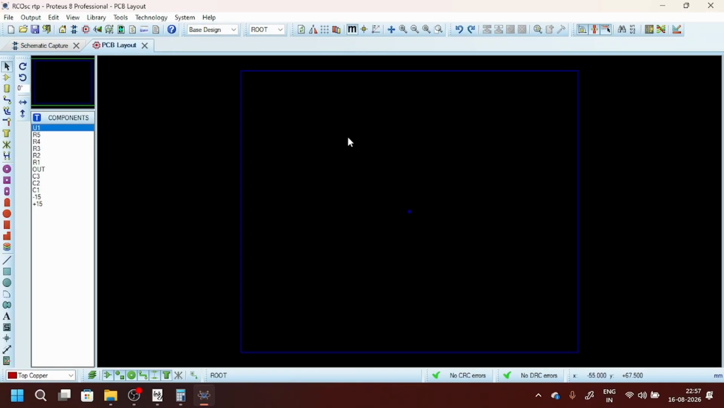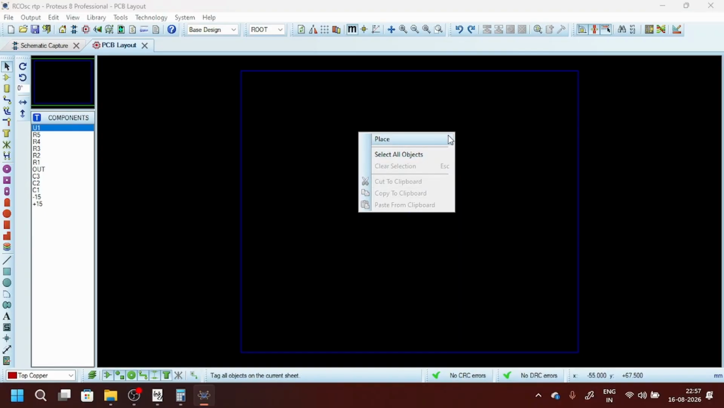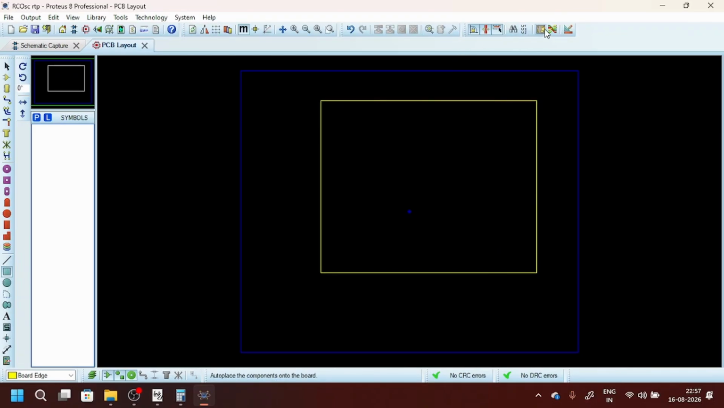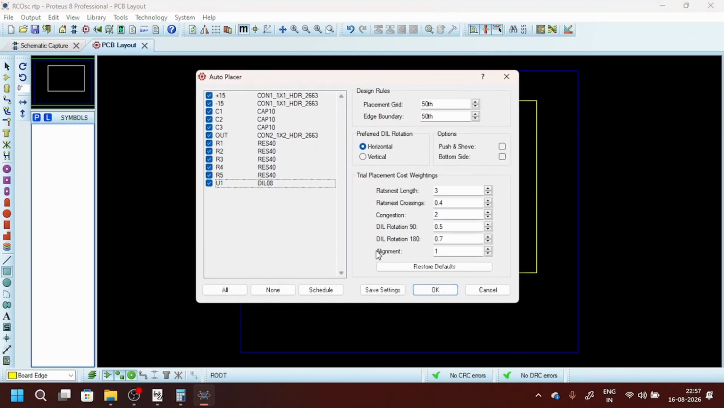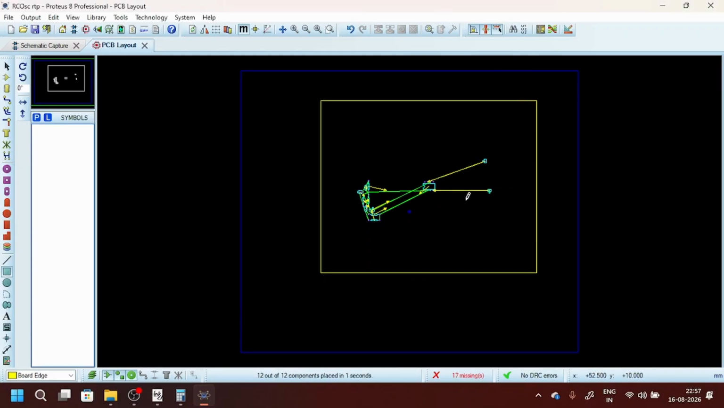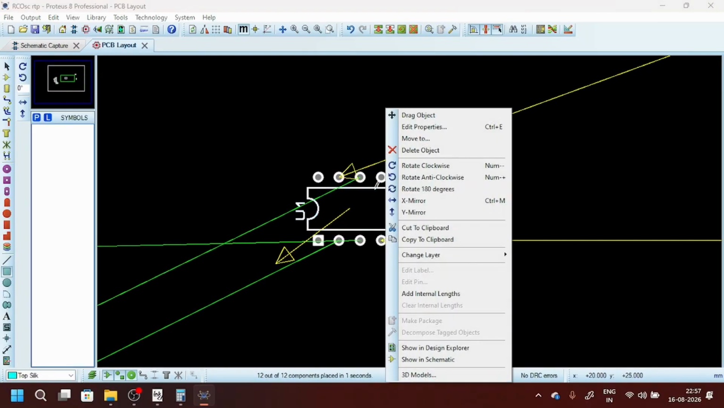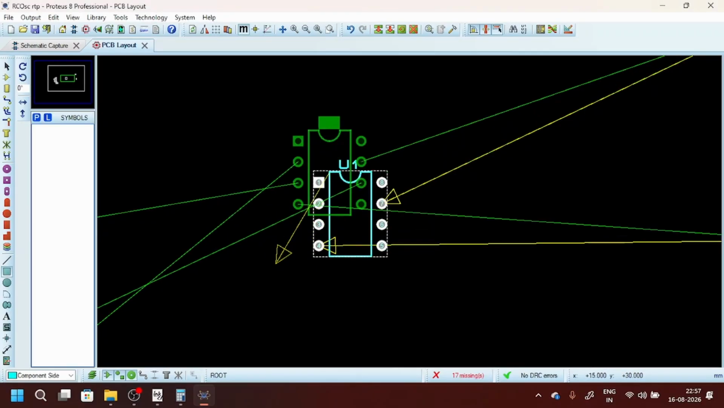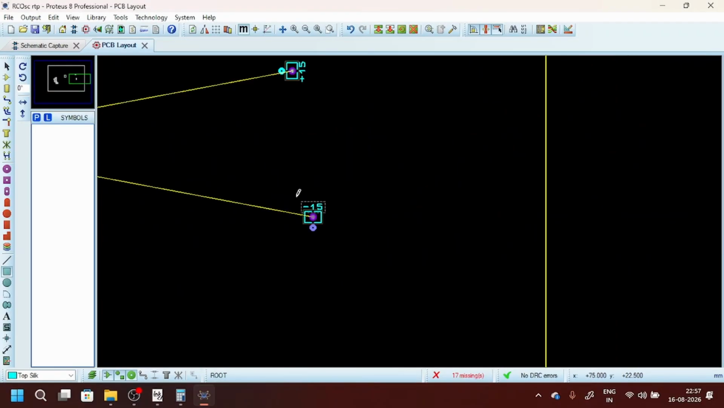Yes, after jumping here, the very first thing that I'm going to do is place a box here, a board edge like this, and auto place all my components. These are the components that I need. Just paste them all, and now I'm going to arrange them. So rotate clockwise, drag it and keep it in the middle.